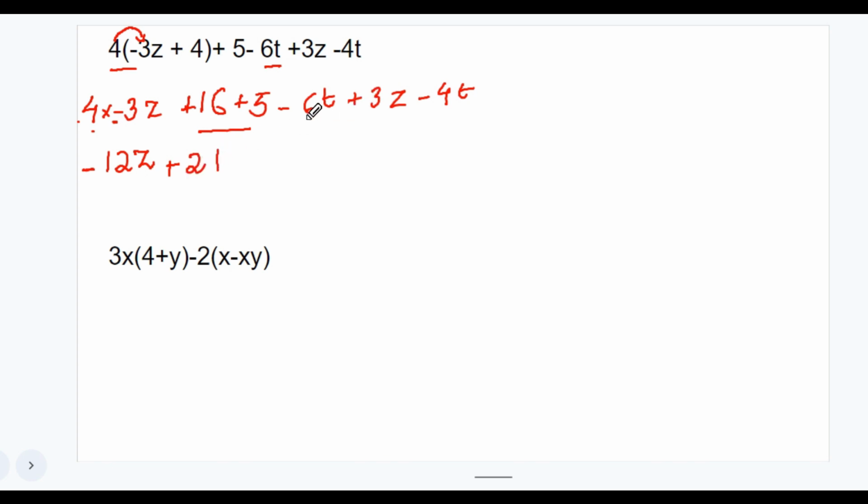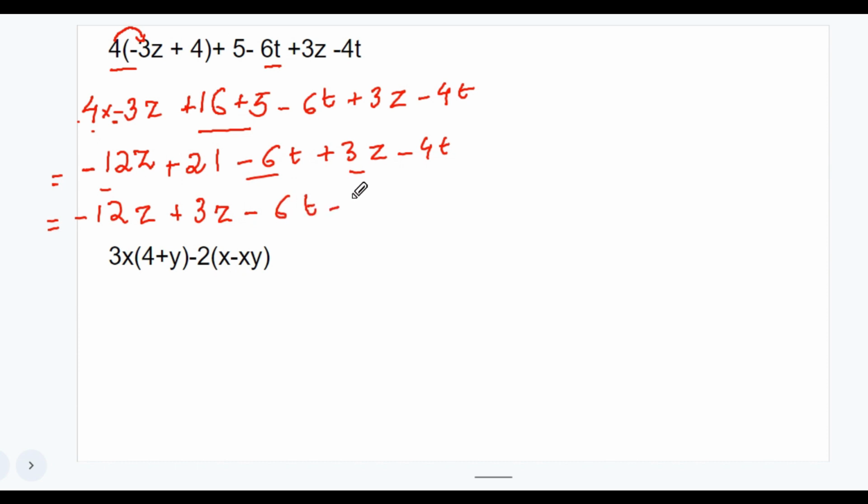Okay, so now here you can see minus 60 plus 3z and minus 40. Let's do it in the next step. So here I'm going to collect now z terms, that is minus 12z plus 3z. Here I have minus 60 and minus 40, where I have left with plus 21 at the end.